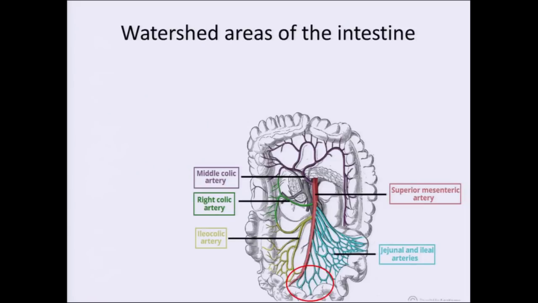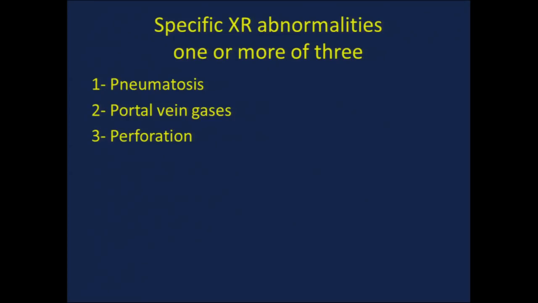So the ileocecal area is one of the most susceptible areas, and then we have the hepatic flexure, the splenic flexure, and the terminal or lower part of the descending colon. These are the areas most susceptible to being affected by ischemia. We call them watershed areas of the intestine. But for sure, if you have significant ischemia, all of the intestine will be affected, including the small intestine.